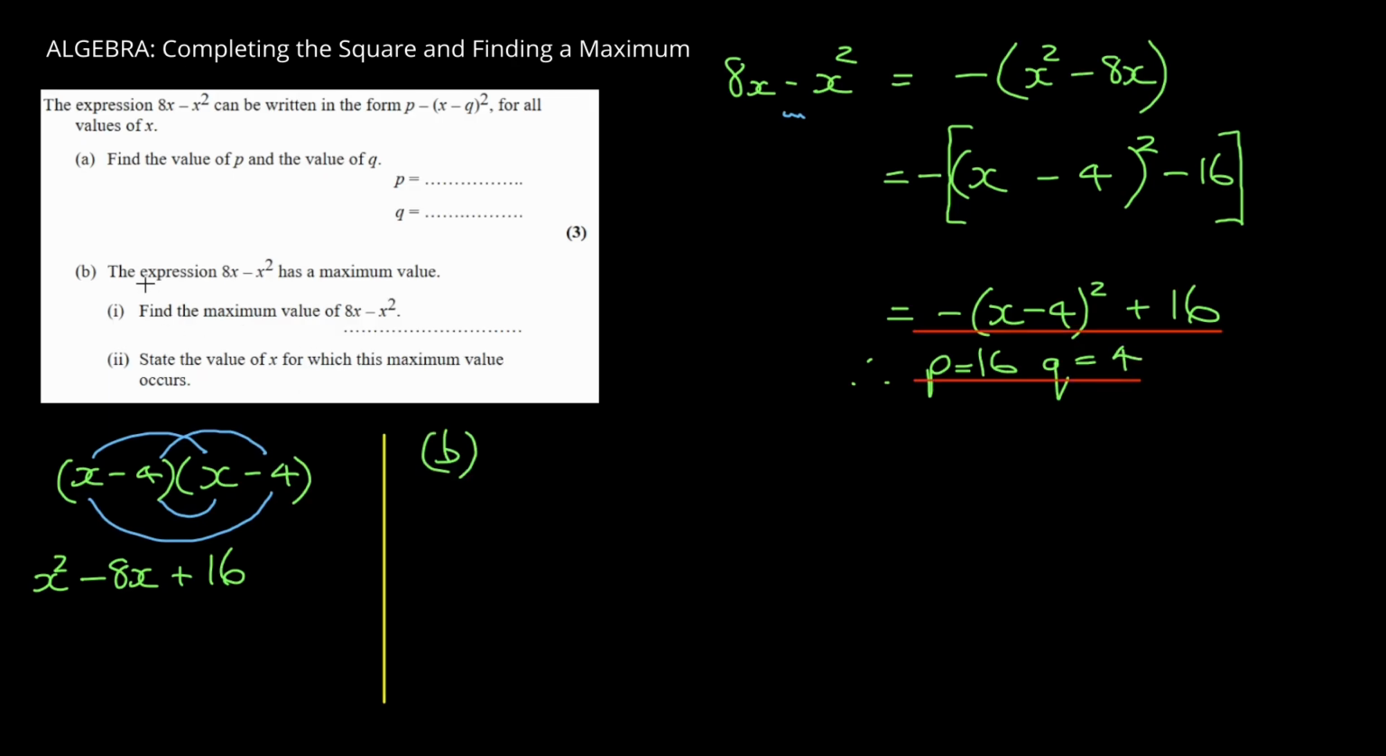Now let's have a look at part B. I think they start off with a fairly obvious statement in that 8x minus x squared has a maximum value. Because we've got a negative sign in front of the x squared, this is an n-shaped quadratic. And indeed, it has a maximum value. And it says find the maximum value. Well, that's quite difficult to do in its old format, but we've completed the square. Our function is now equal to 16 minus (x minus 4) squared.